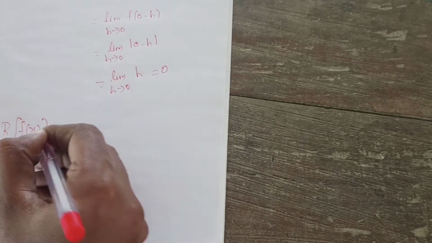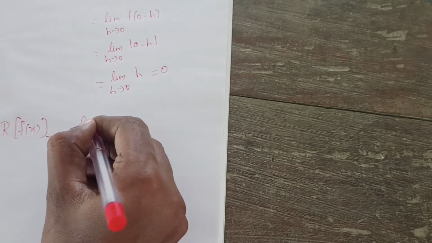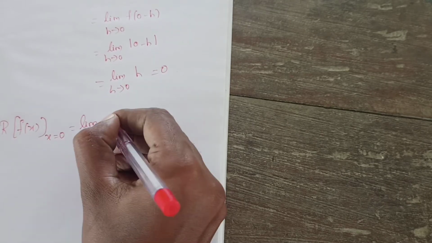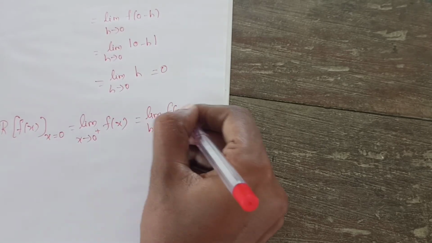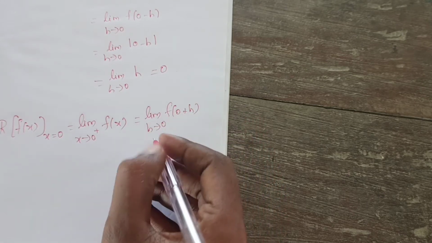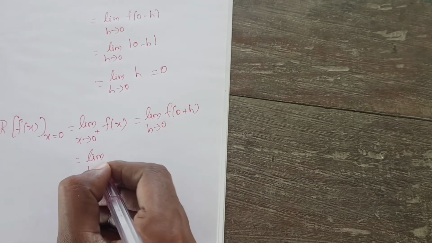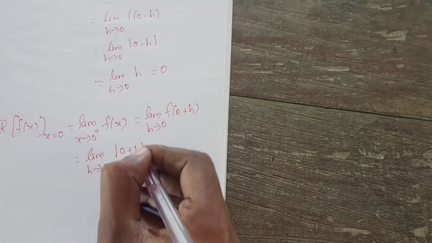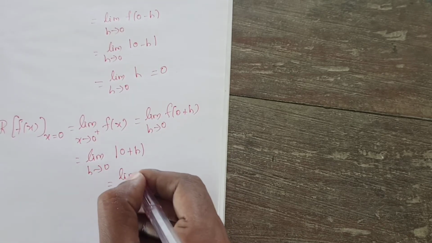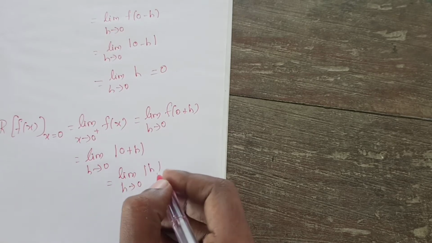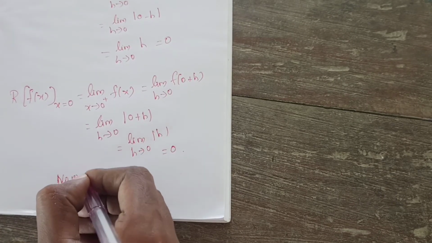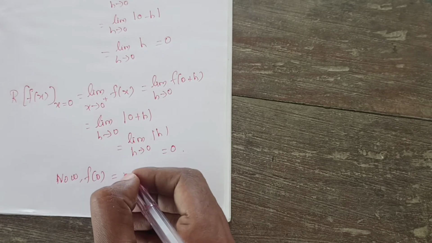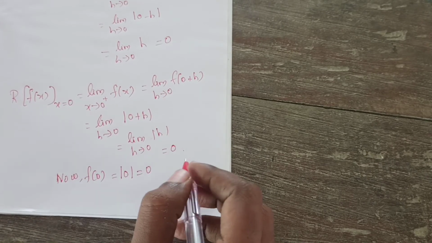Correct? Same as that, right hand limit, R of f of x at x equal to 0, equal to limit x tends to 0 plus f of x, which is equal to limit h tends to 0, f of 0 plus h. Substitute, that's equal to limit h tends to 0, modulus of 0 plus h, which is limit h tends to 0, modulus of h, we get 0. Now find f of 0. Modulus of 0, that's also 0. Are all equal? Yes.